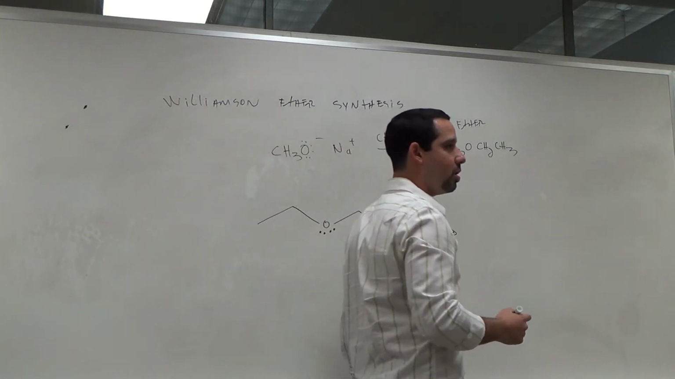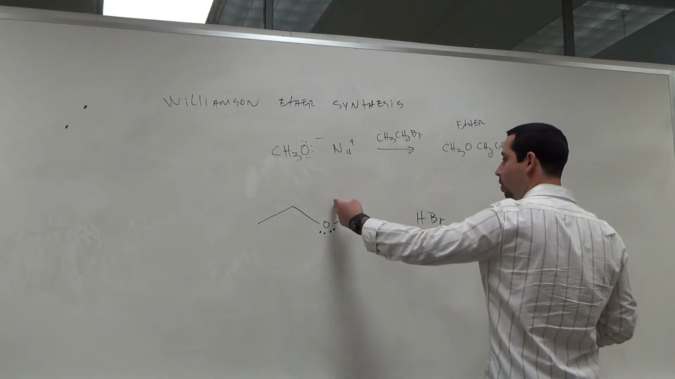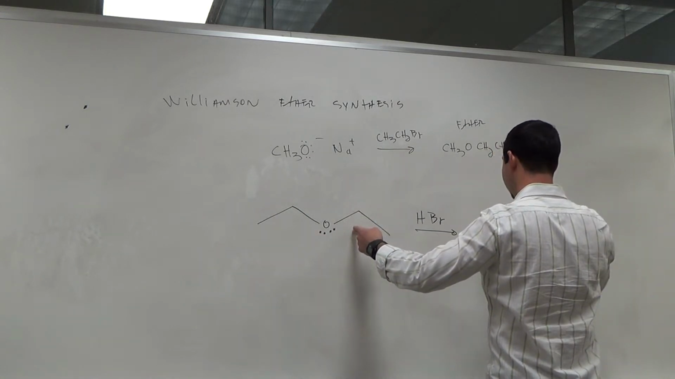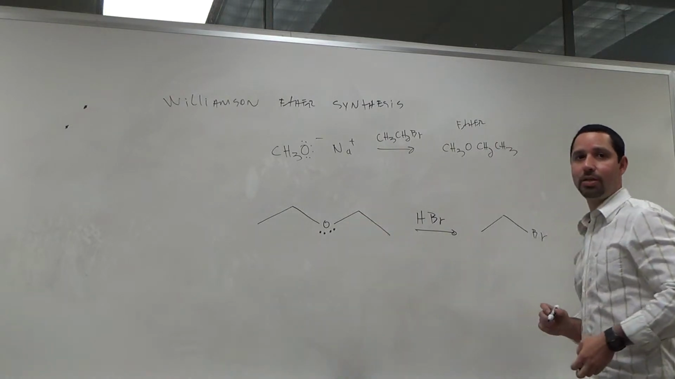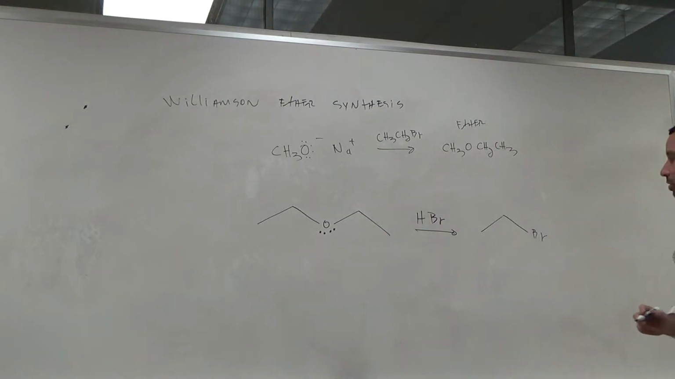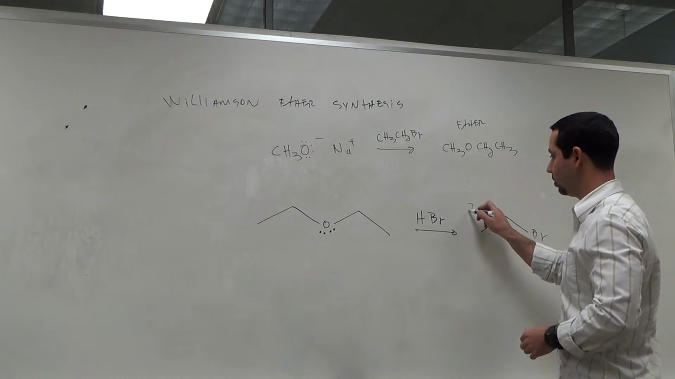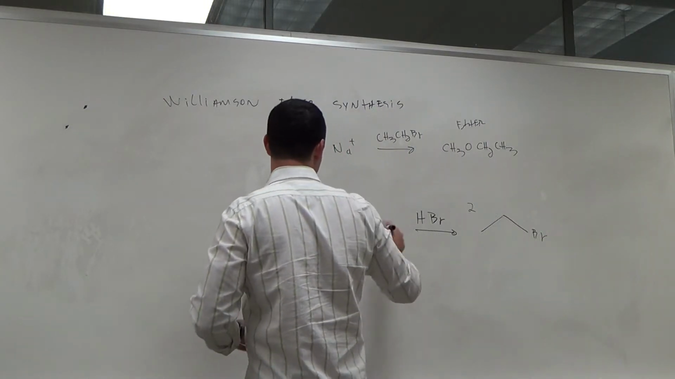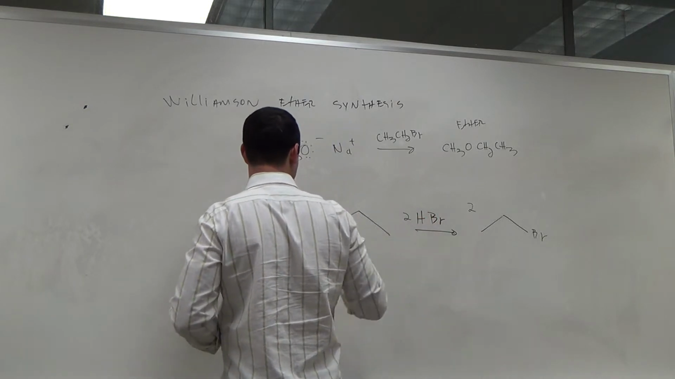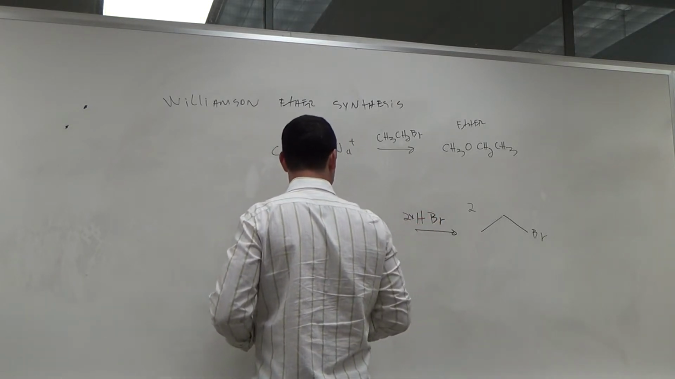Okay, so here's what it is, yes? I will cut this here. I will put a Br. And if I do it on the other side, they're symmetrical, yes? So I get two of these. Okay, and of course you need two of these.